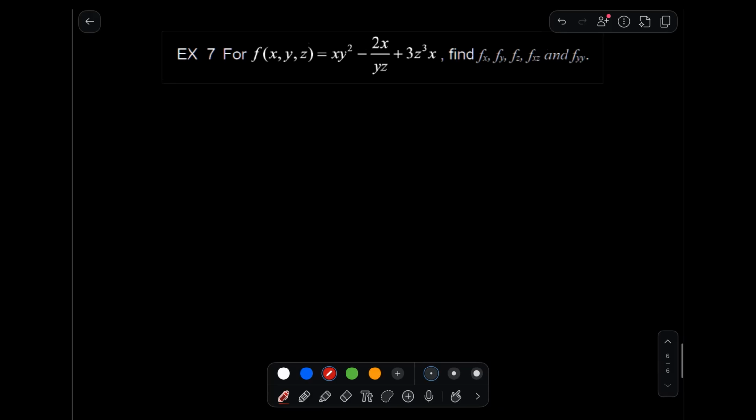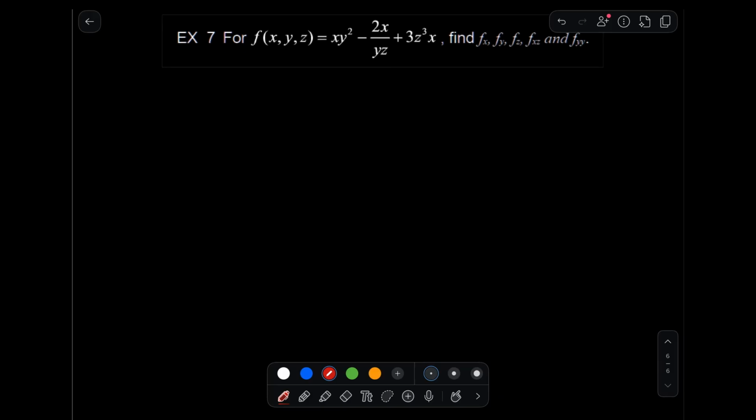And then for example 7, we have this function right here. I'm not going to be bothered to read all of it out, but if you want to pause the video and try this on your own, feel free to do so. If you're concerned about the z, it's just like any other partial derivative we've taken so far. It's not the end of the world, right? Let's just jump right into it.